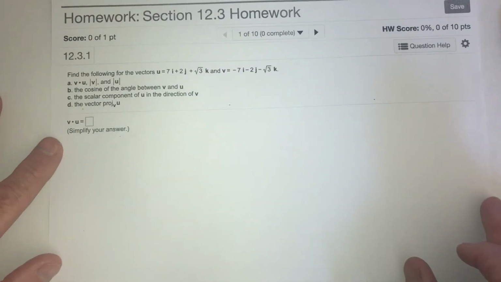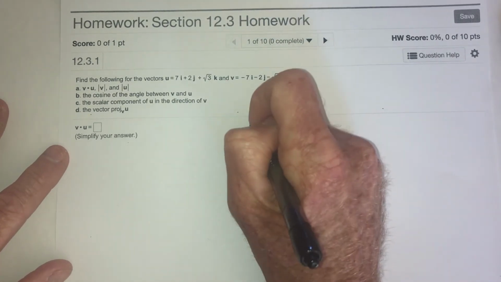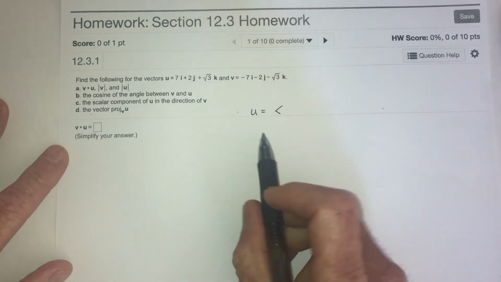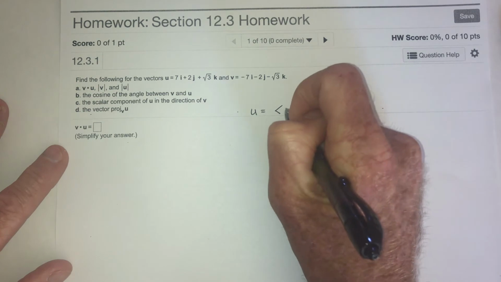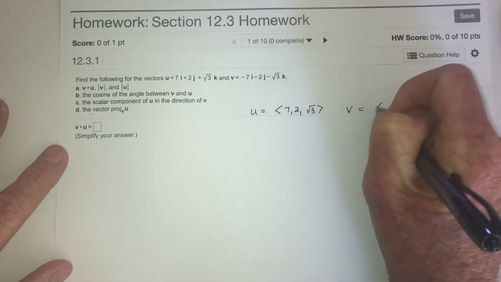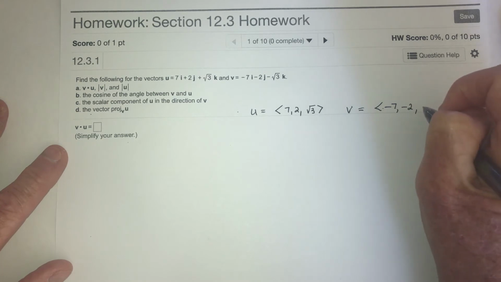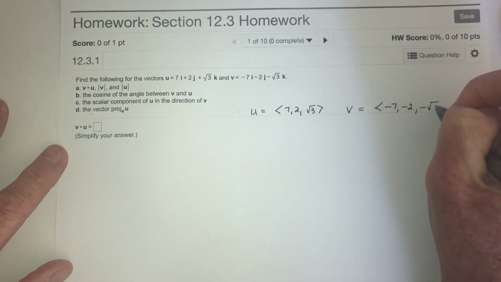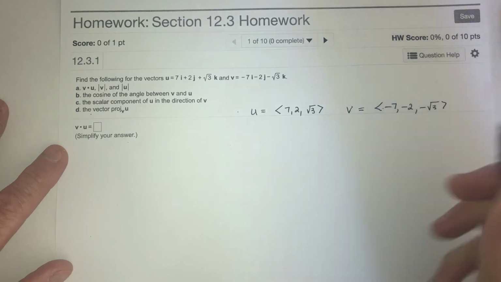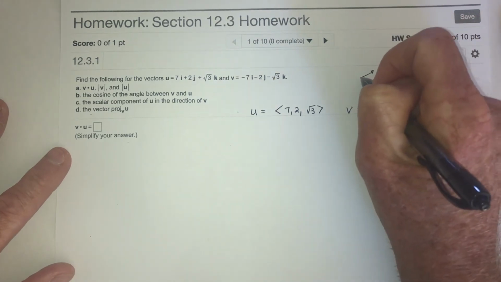Now let's see if the homework looks anything like that. So this vector, u is equal to, I prefer to write it in the component form, so I'm going to do that, 7, 2, radical 3. And v is equal to -7, -2, wait, I'm seeing a pattern here. So these vectors are pointed in the opposite direction, because they're the same numbers, but this one is negative of this one. So that means that they're going like this.